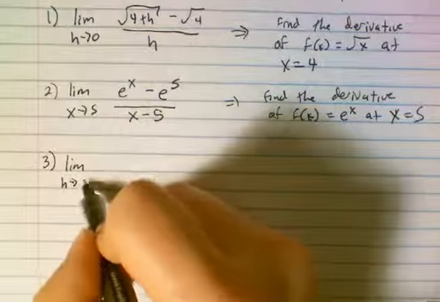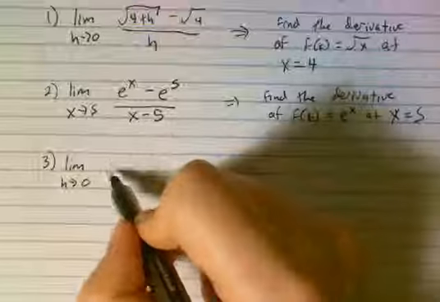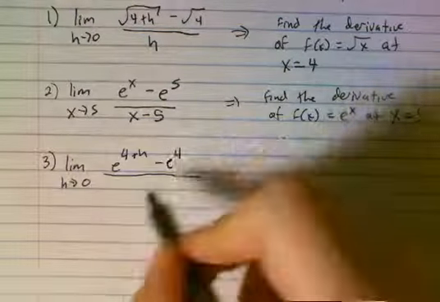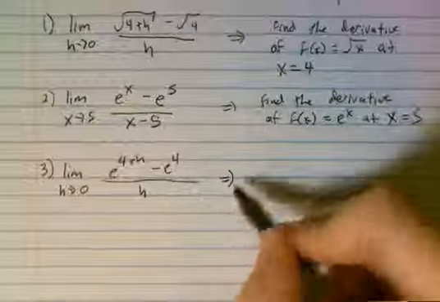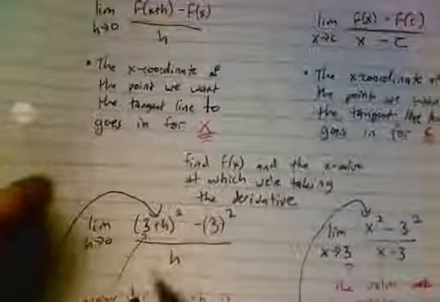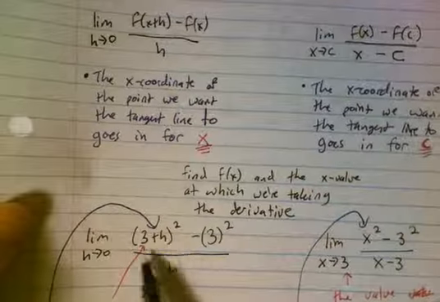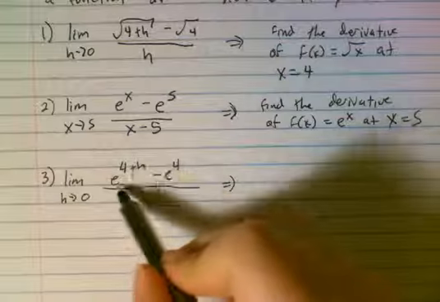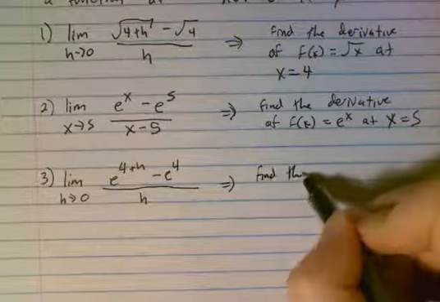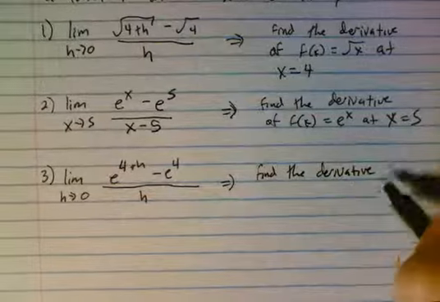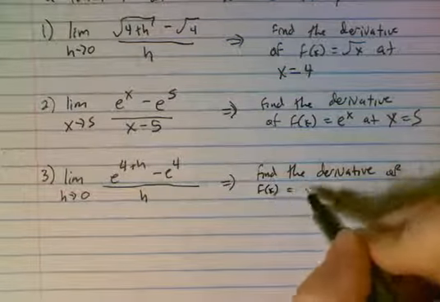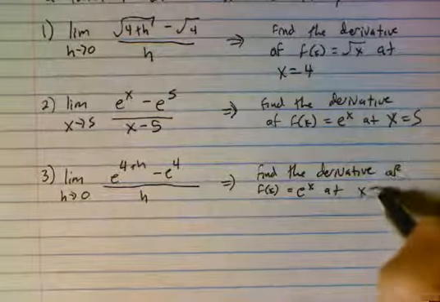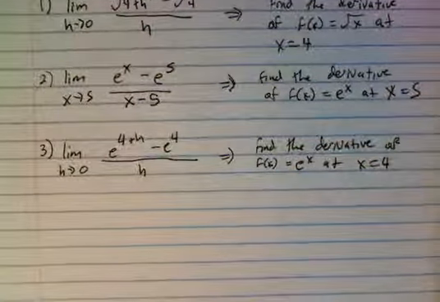How about the limit as h approaches 0 of e to the 4 plus h minus e to the 4th, over h. Notice this is the h form again. So whatever's being done to the number plus h, so 4 plus h, that's sort of our x, so it's e to the x. And the number here next to the h is 4. So it's at x equals 4.